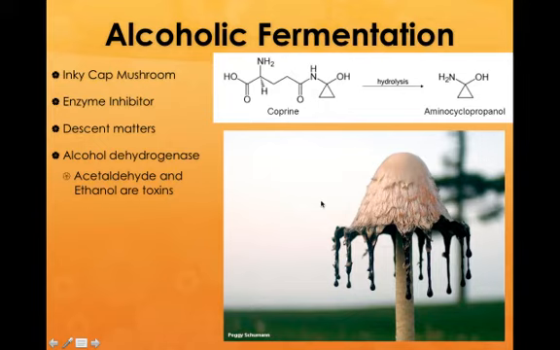When people drink alcohol, they have an enzyme called alcohol dehydrogenase that breaks down the acetaldehyde and the ethanol so it doesn't become toxic to the human cells in the bloodstream. Now, this mushroom actually has a molecule that, when hydrolyzed from coprine to aminocyclopropanol, inhibits the enzyme alcohol dehydrogenase, making acetaldehyde and ethanol toxic to the body because the body can't get rid of them. So, the inky cap mushroom actually is a very edible mushroom.